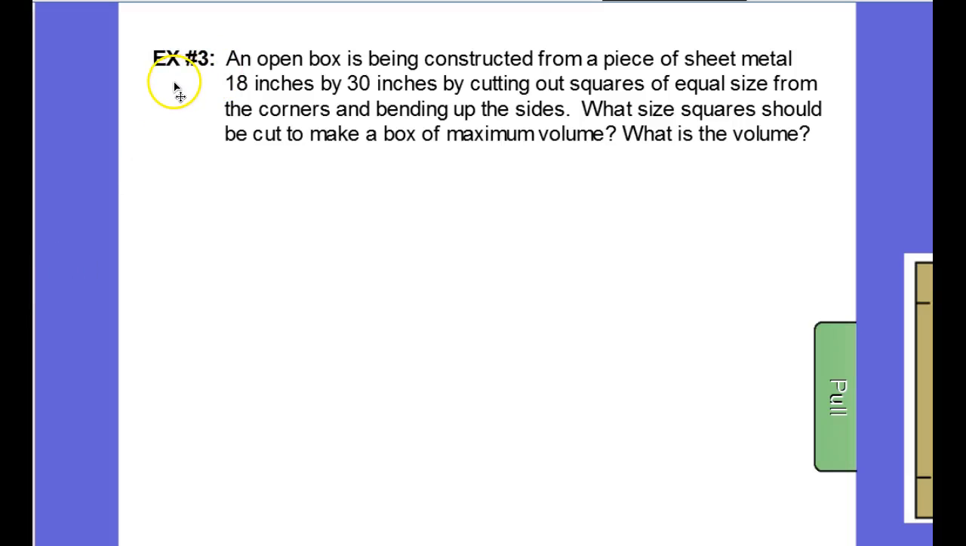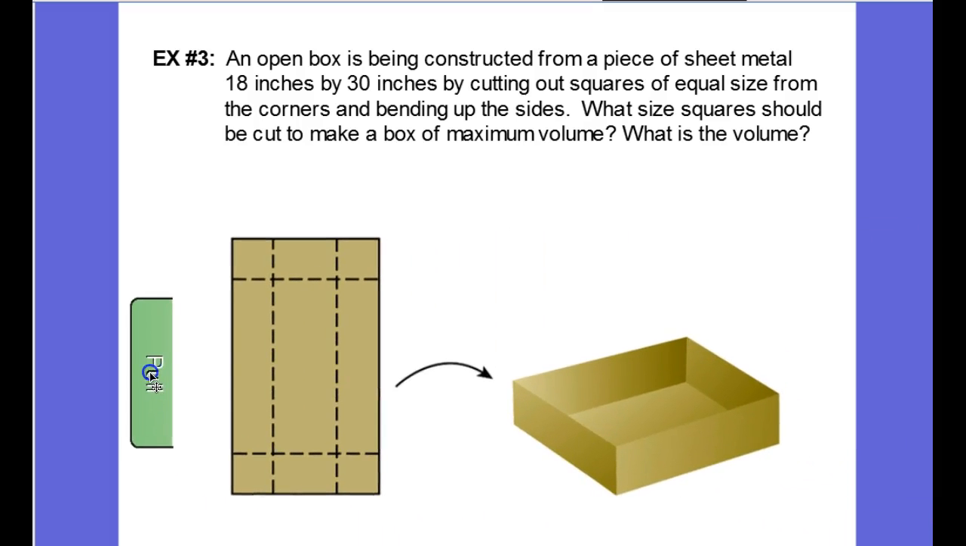In example 3, we have a great manufacturing application. We have an open box being constructed from a single sheet metal piece that is 18 inches by 30 inches. And the way that we're going to construct it is by cutting squares that are all the same size from the four corners and then bending up the remaining sides. So here is a sketch of what this would look like.